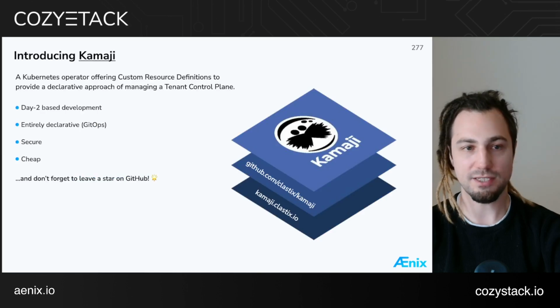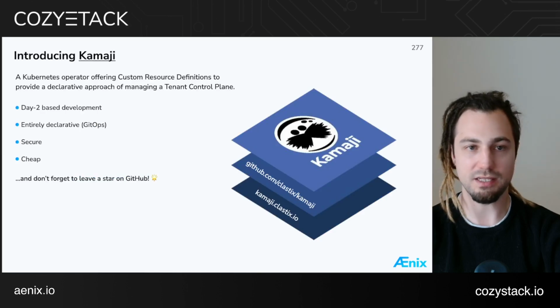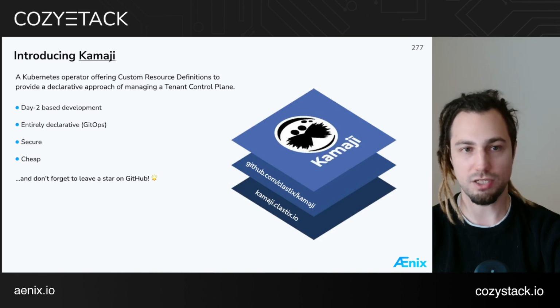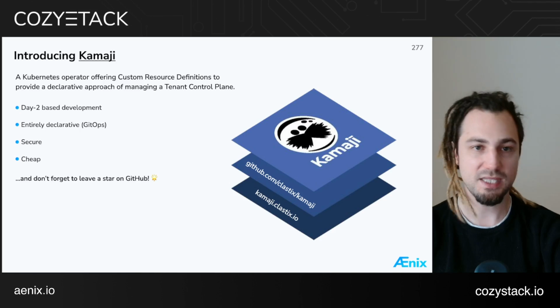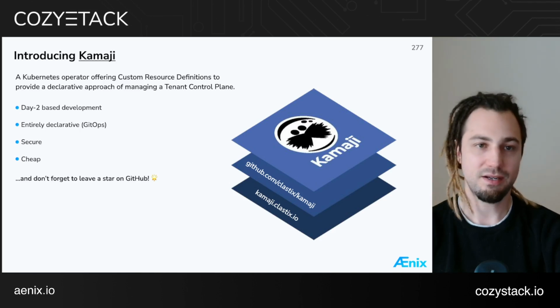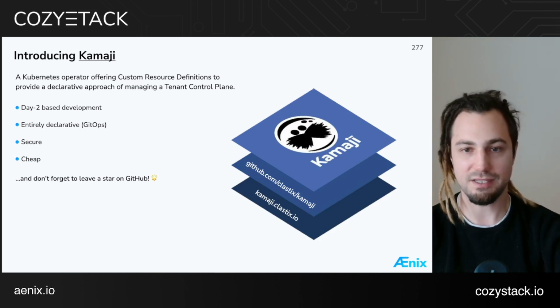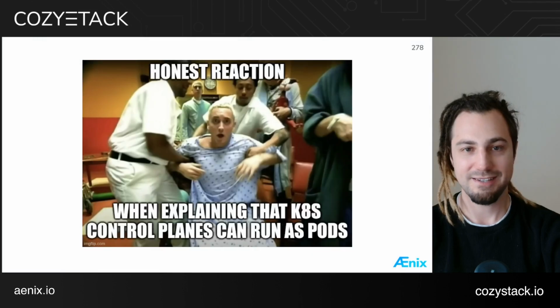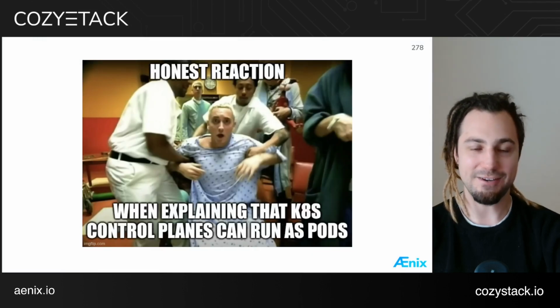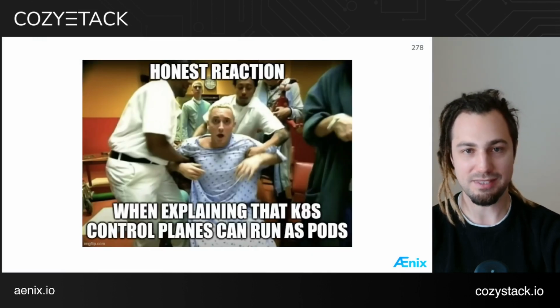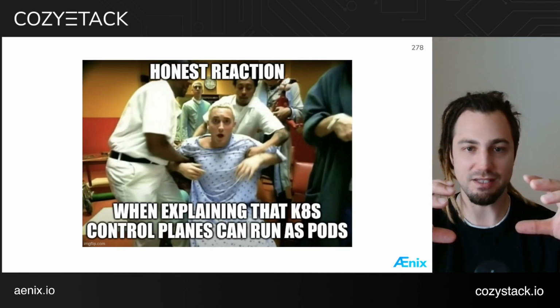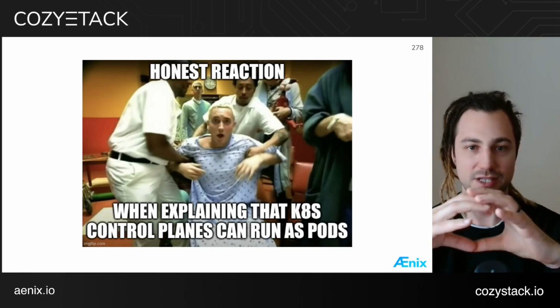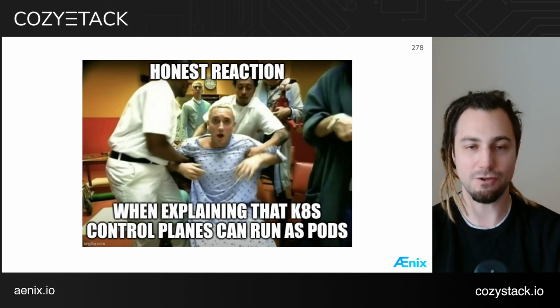For the control plane, we use a project called Kamaji. Kamaji actually allows you to run your control plane components like API server, controller manager, scheduler, and connectivity as simple pods. So you can run your control plane components as pods, and then you can create virtual machines and join those virtual machines to this created control plane.